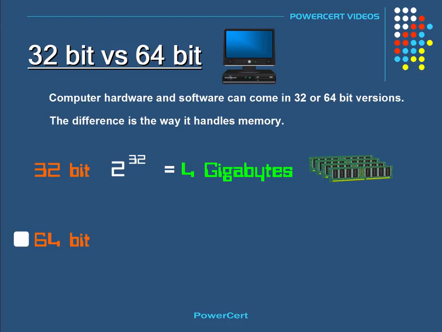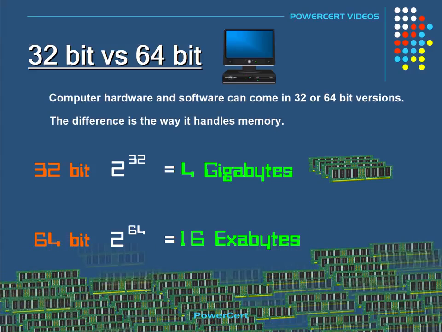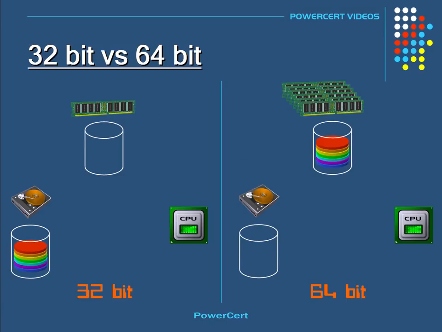However, a 64-bit system can reference 2 to the 64th power bytes of memory, which equals about 16 exabytes, which is 4 billion times more memory than a 32-bit. Now that number is so huge that it's virtually unlimited, because we will never need to use that amount of memory.